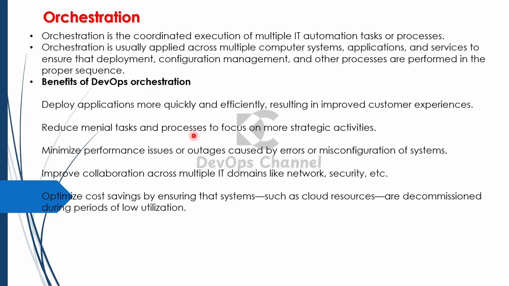Third one is minimize performance issues or outages caused by error or misconfiguration of a system. There are various orchestration tools, and they have self-healing properties. If you talk about Kubernetes, suppose you are set to run 4 containers and one container went down. Now what will it do? Kubernetes will automatically bring back that container. They have self-healing technology built into them.